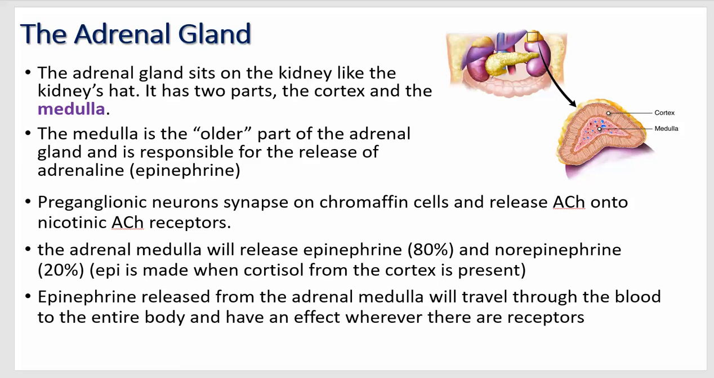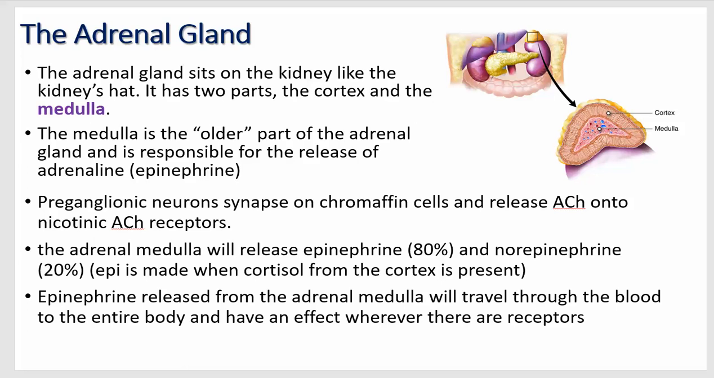Remember, that first neuron, the preganglionic neurons, are going to release acetylcholine onto nicotinic acetylcholine receptors. That's true for sympathetic, parasympathetic, and the adrenal gland. Chromaffin cells are what they're called. So the adrenal medulla will release epinephrine.